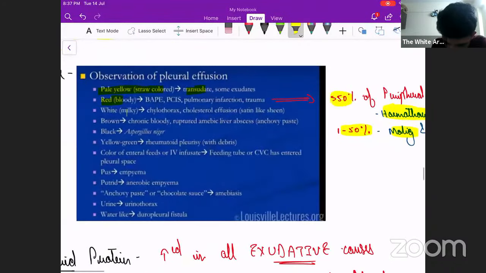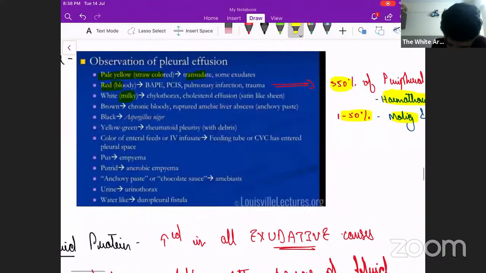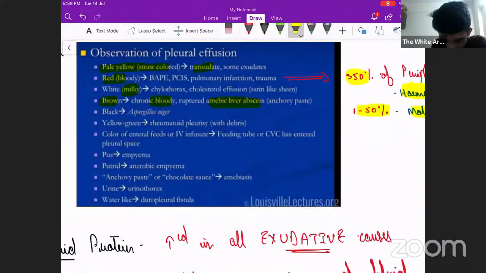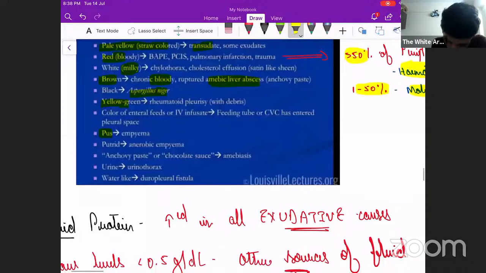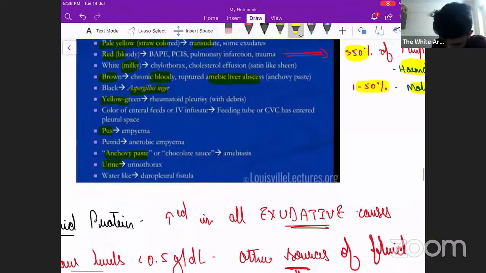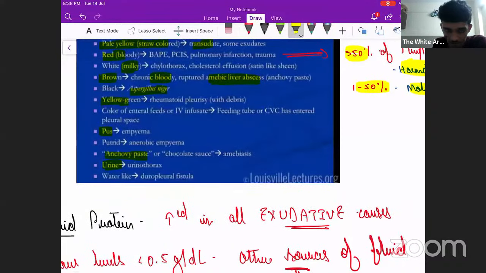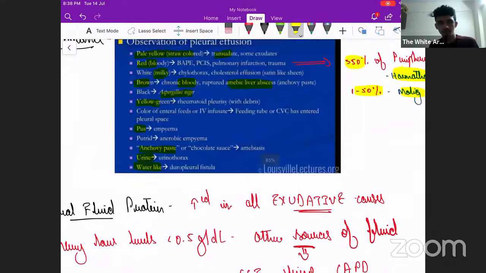If it is milky, then it is obviously chylothorax or cholesterol effusion, pseudochylothorax. If it is brown, it can be either chronic blood or ruptured amoebic liver abscess, anchovy sauce pus. Black is Aspergillus niger. Yellow-green, rheumatoid pleuritis. If you see pus, it is empyema. Next, urinothorax, you will get the urine smell also, no? Smell also is important. And if it is water-like, it is CSF leak due to abnormal communication.